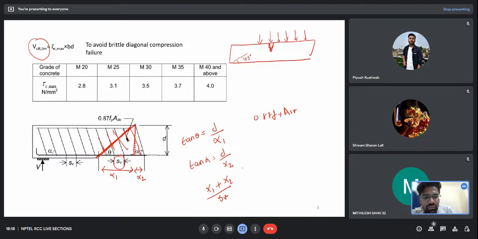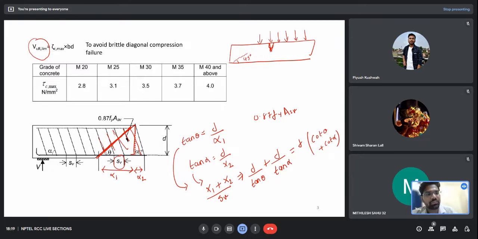So what is x1 plus x2? From these two, substitute these values. What is x1? x1 is d by tan theta plus d by tan alpha. So I can take out the d and write it as cot theta plus cot alpha. Okay. So now what is this? What is (x1 plus x2) by sv?